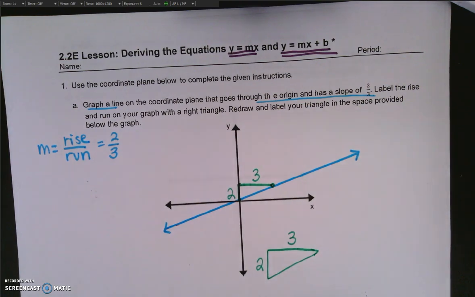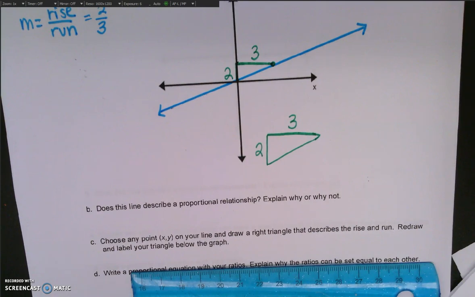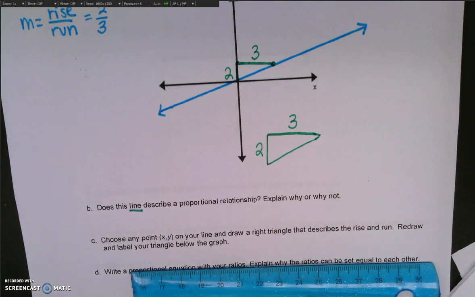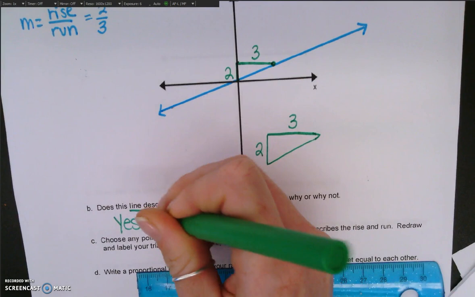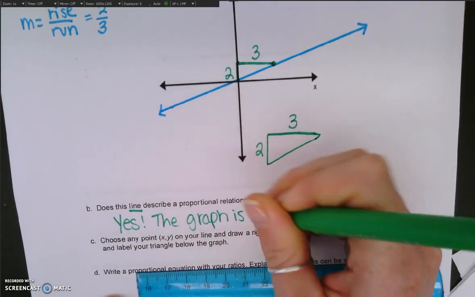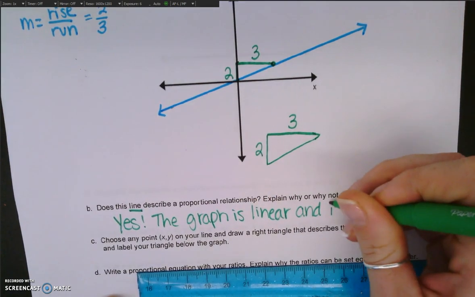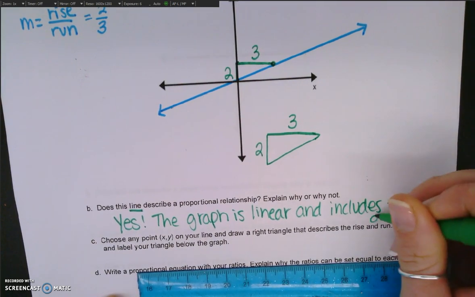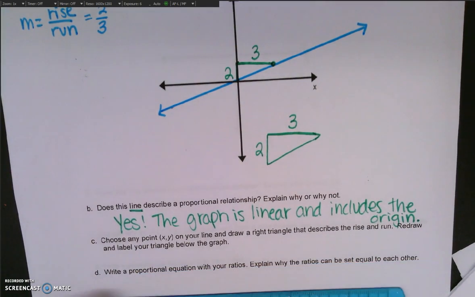Part B. Does this line describe a proportional relationship? Explain why or why not. Because it's talking about the line, make sure you use vocabulary that has to do with the graph. Is this a proportional relationship? Yes. The graph is linear and includes the origin. Wonderful. Let's read Part C.